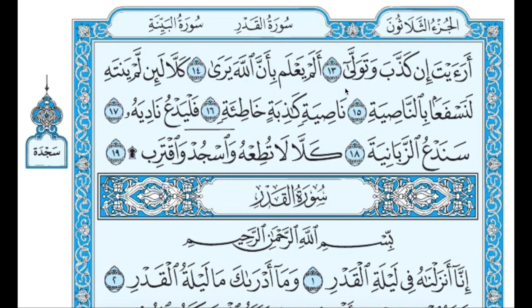أَرَأَيْتَ إِن كَذَّبَ وَتَوَلَّى أَلَمْ يَعْلَمْ بِأَنَّ اللَّهَ يَرَى. Alam, again, we're looking for tanween here, but we can review other things. Alam, didn't he? Ya'lam, again, sukoon. And note, in the Quran, in this script, the sukoon looks like this. It doesn't look like a circle. So that's something you just have to note.